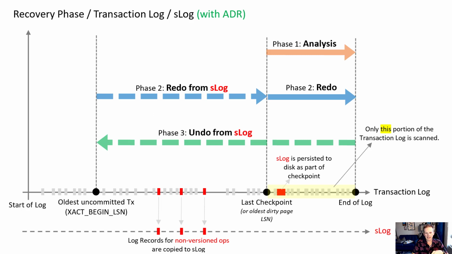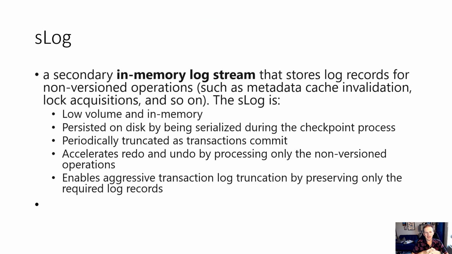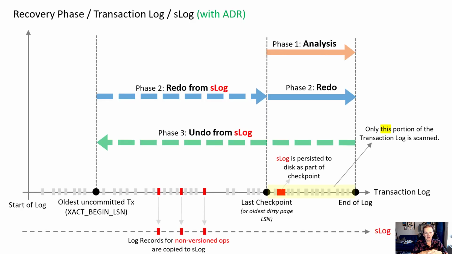What is the S-log? Actually, let's define that first. The S-log is an in-memory log stream. Sounds kind of similar to Hyperscale, really, but I'm not sure if that's true. It's low volume, and it's in memory. It's persisted on disk by being serialized during the checkpoint process. It's periodically truncated as transactions commit, and it accelerates the redo and undo process. So if you come back here, this is a typical recovery phase, right? But because of the S-log, it being in memory, this happens much, much faster than it does on premise.